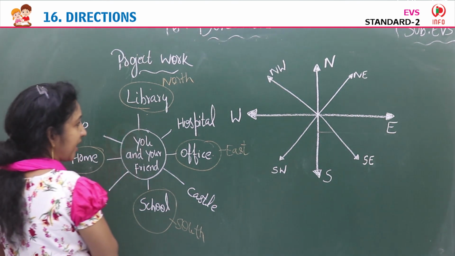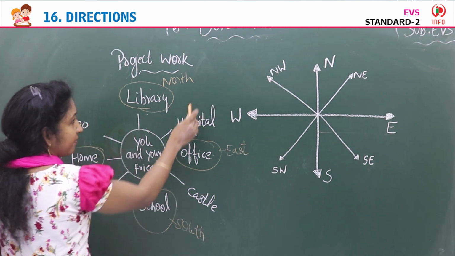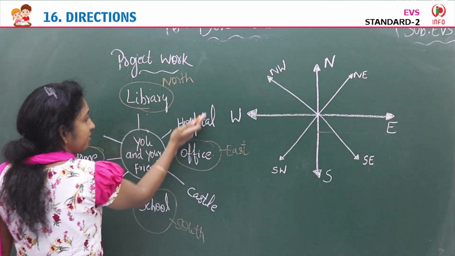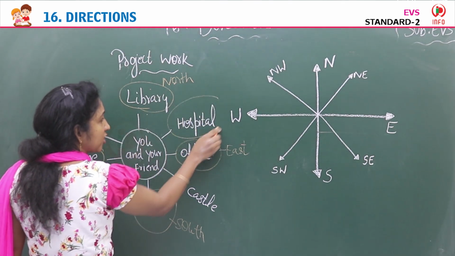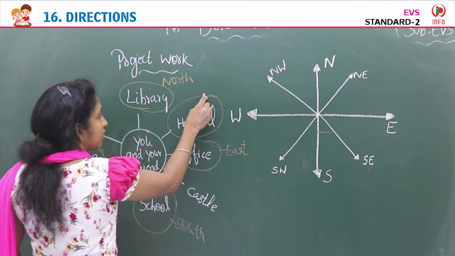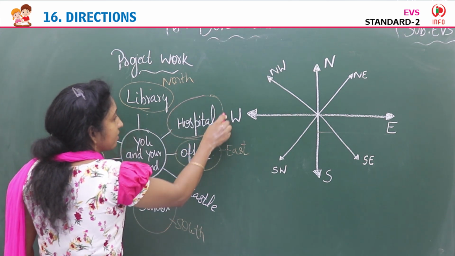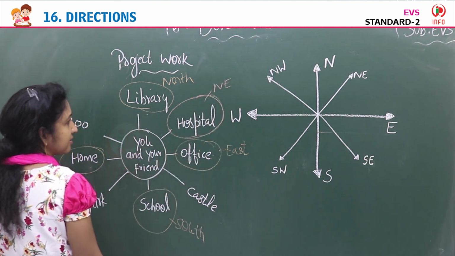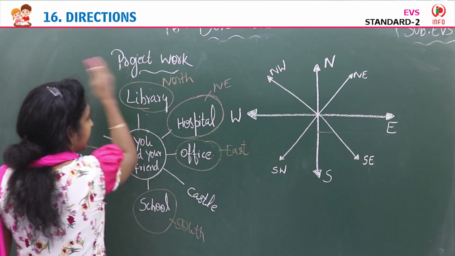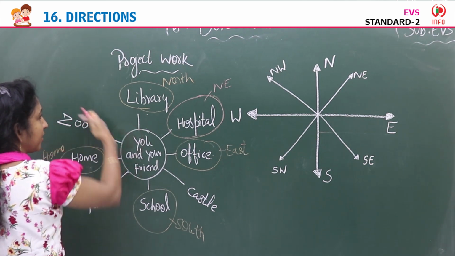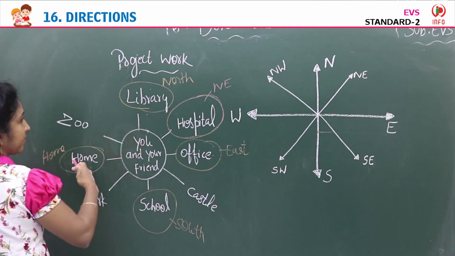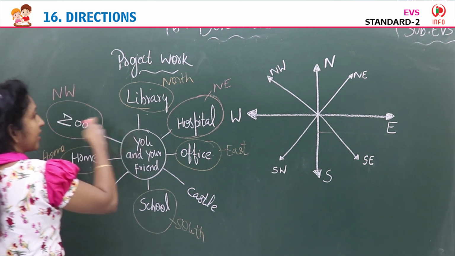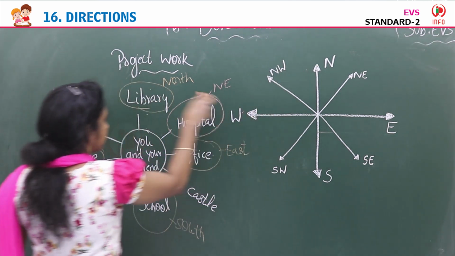Now coming to the sub-directions. Northeast is halfway between north and east. In this northeast direction you can see the hospital. Now northwest, halfway between north and west. Here you can see the zoo. The zoo is in the northwest direction, halfway between north and west.